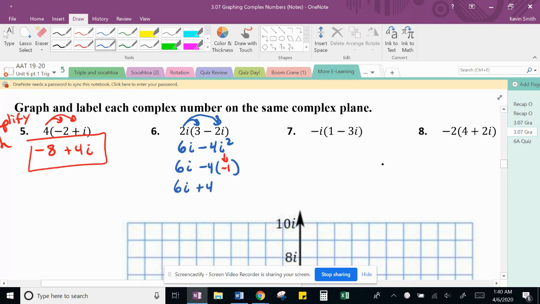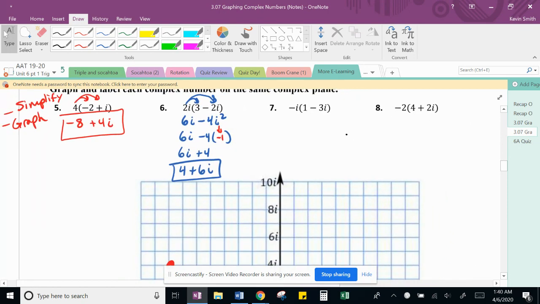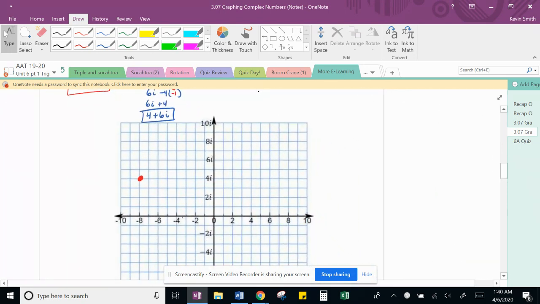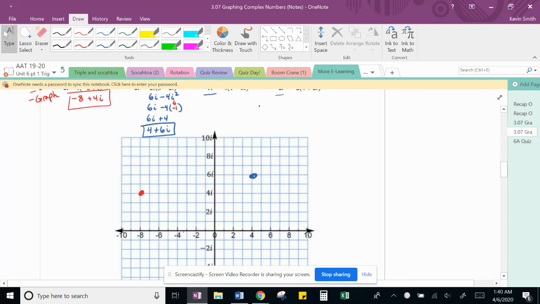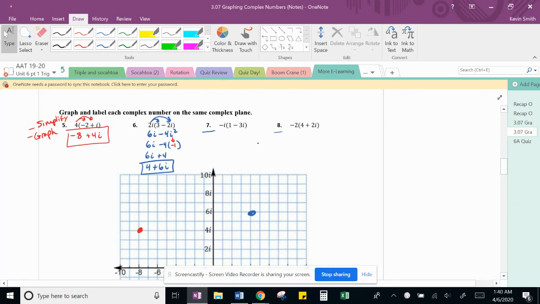Technically, the correct way of writing a complex number is the real always goes first. I'm not going to be a big stickler on that, but just make sure you're graphing it correctly. We're going 4 on the real, 6i on the imaginary. Great. I'll let you guys do 7 and 8. Make sure you check the answer key that you got the right answer.